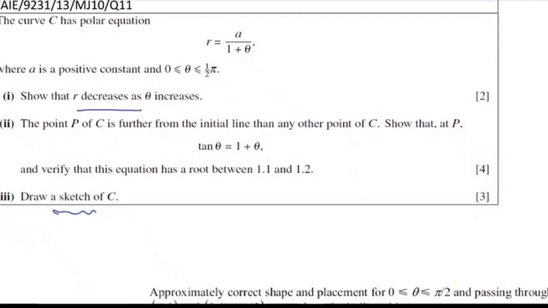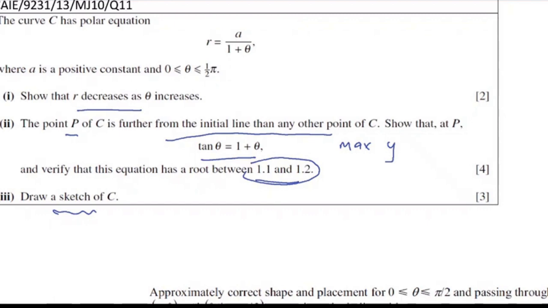And also in part 2, if we have the point P of the C that is further from the initial line than any other point of the C, show that at this point P we've got this equation, and it has a root which is between 1.1 and 1.2. Basically, what happens in part 2 is that it should be a maximum y. So in part 2, we have already shown that around theta between 1.1 and 1.2 there is a maximum y that happens. So we are supposed to show the feature in the sketching.